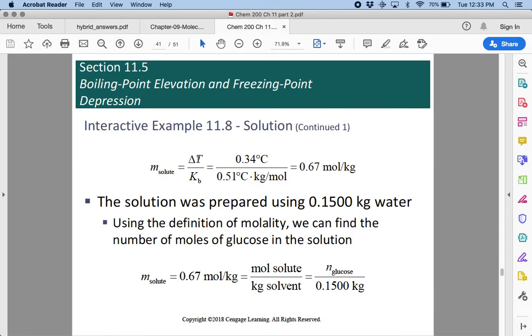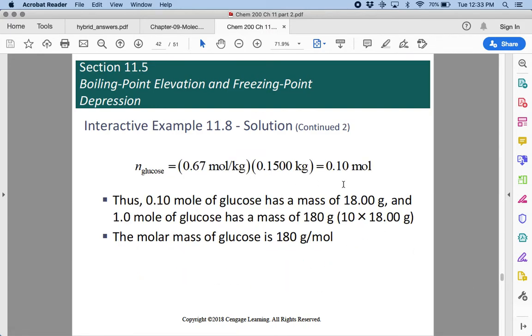So from that we can take the delta T over the Kb to get moles per kilogram. And if we know that it was prepared using this, which is our given, we can use our conversion to make sure that we get into moles of how much glucose we have. To do that, we end up with 0.1 moles of glucose. And if we know we had 18 grams of it, and it's 0.1 moles, we'd get 180 grams per mole.